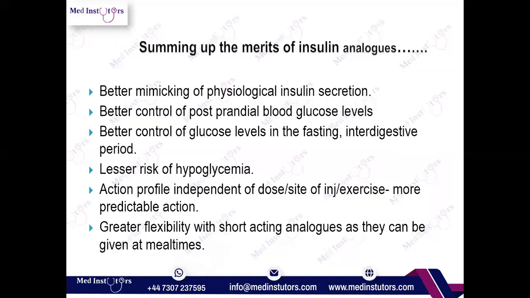We have insulin pens for ultra short-acting, long-acting, and premix analogs, and newer insulin pens and newer continuous subcutaneous insulin pumps are there. We can sum up the merits of insulin analogs. They better mimic physiological insulin secretion, give better control of postprandial blood glucose levels, better control of fasting glucose levels, lesser risk of hypoglycemia, an action profile independent of dose and more predictable, and greater flexibility with short-acting insulin as it can be given at meal time. So these are some of the advantages of insulin analogs compared to regular insulin.